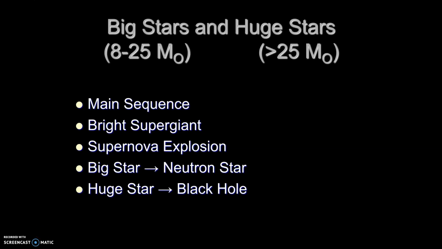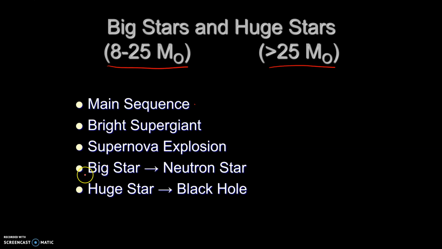Hi everyone, so today we're going to talk about more big and huge stars and their stellar evolution. These stars start out pretty much the same as all, but they start with our more massive stars. When we're looking at an HR diagram, we're going to look at where the mass is higher in the main sequence. After their main sequence, they move into a bright supergiant.